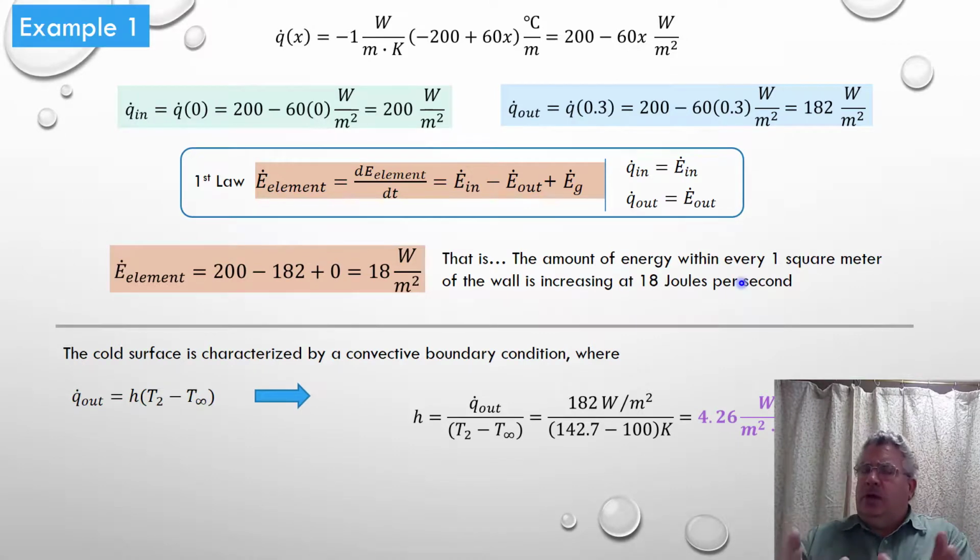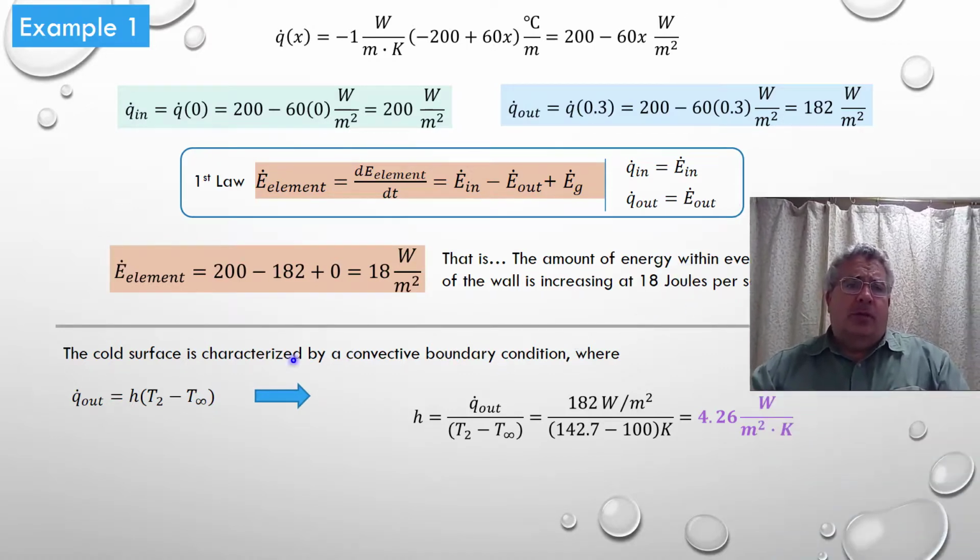Now I want to be very clear about this. For this wall, I'm taking 1 square meter of the wall, but that 1 square meter is 0.3 meters thick. So if you were going to calculate a volumetric energy rate, it's not per 1 cubic meter, it's 1 square meter times 0.3. So it's 0.3 cubic meters. So within every 0.3 cubic meters of this wall, the energy in the wall is increasing at a rate of 18 joules per second. All right, so just be clear on that.